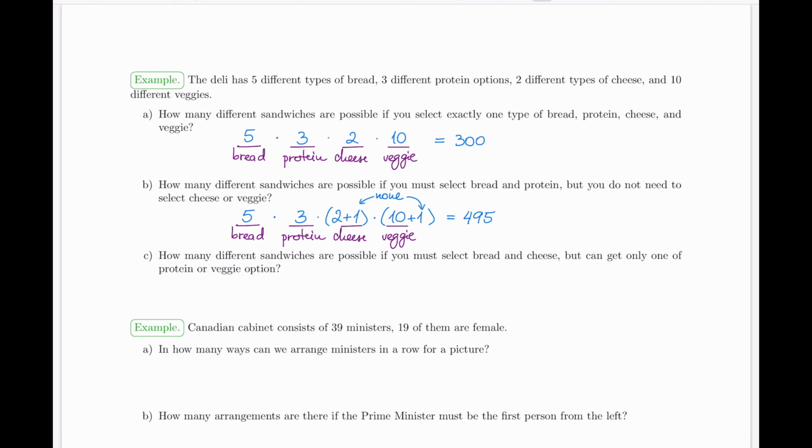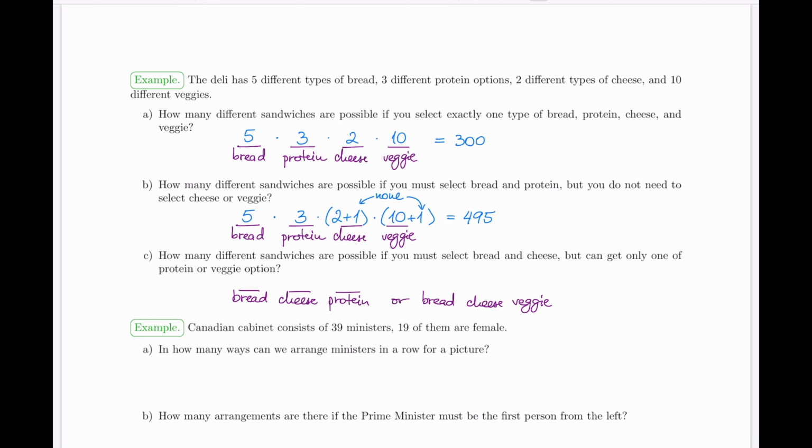Last part of this delicious question. How many different sandwiches are possible if you must select bread and cheese, but can only get one of protein or veggie options? So I can either get the protein or I can get the veggie option. So what do I have here? Well, I must select bread and cheese, and then I have an or. So it seems that my options are to select bread, to select cheese, and to select protein, or to select bread, cheese, and then a veggie.